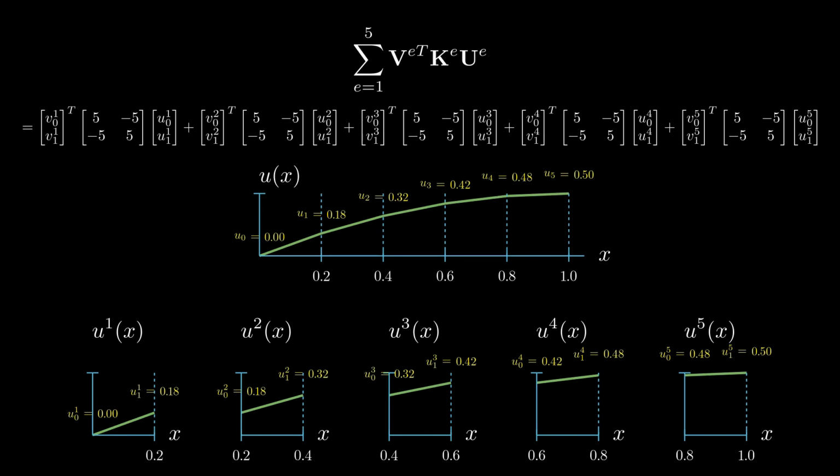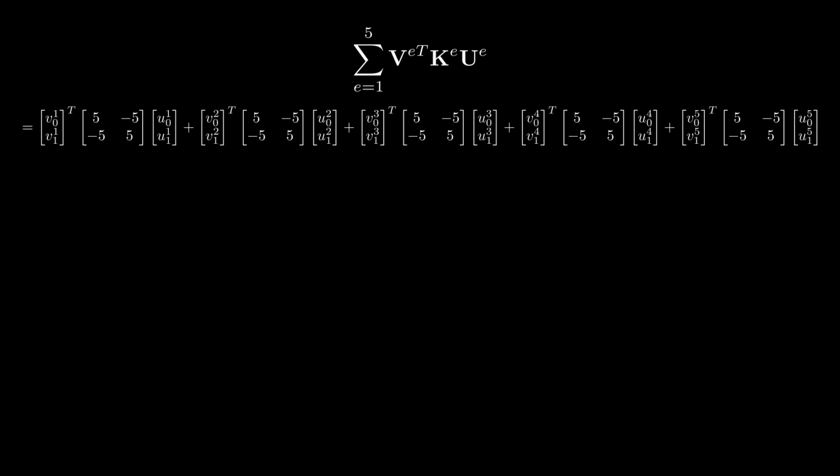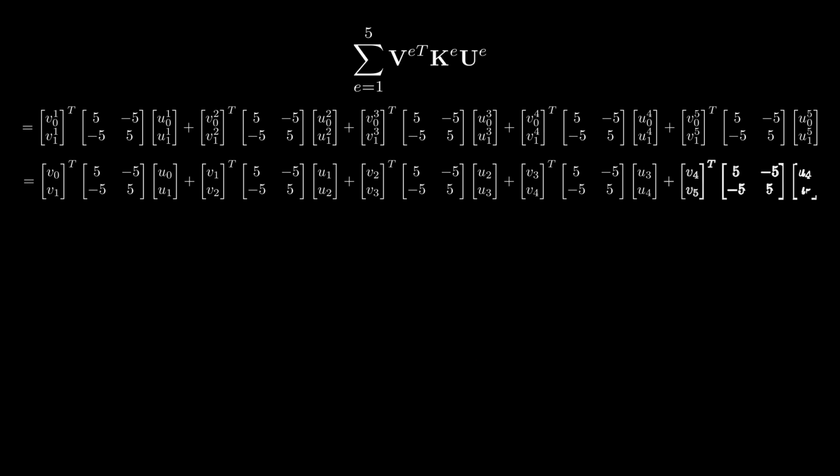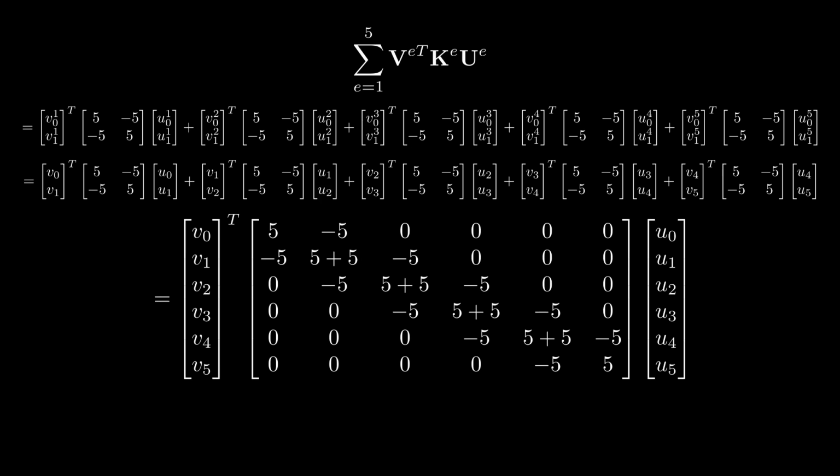Taking this relation between the nodal values at the element level and the nodal values at the global level into account yields the following expression. It turns out that after rearranging some terms, we arrive at this expression. We recognize the matrix that we have arrived at as the global matrix K, which means that the matrix K can be quite easily constructed from the element matrices Ke. This step of the finite element method is called assembly.